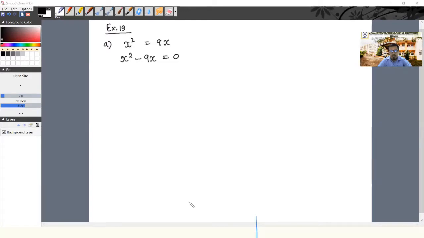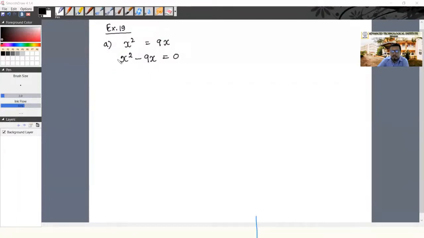What do you mean by that? Here, on our left hand side, there are two terms. X squared is one term, minus 9x is another term. Right? X squared and minus 9x. So these are the two terms.